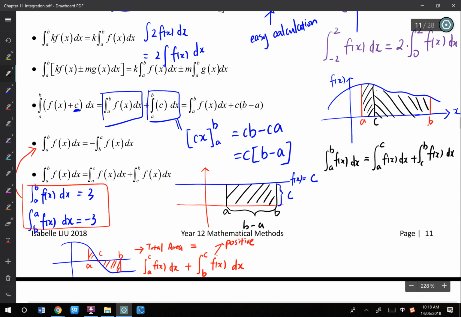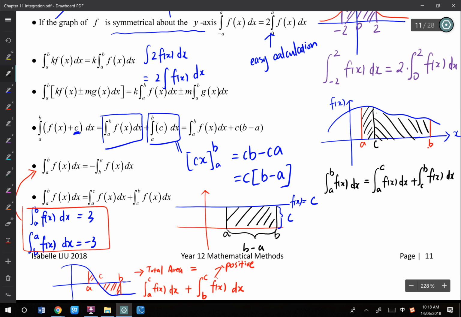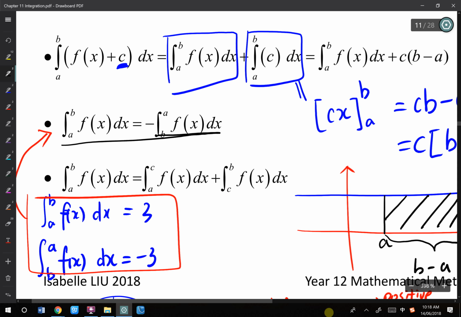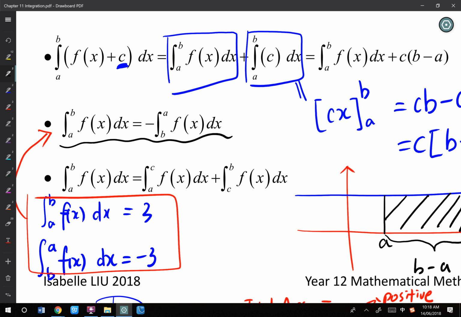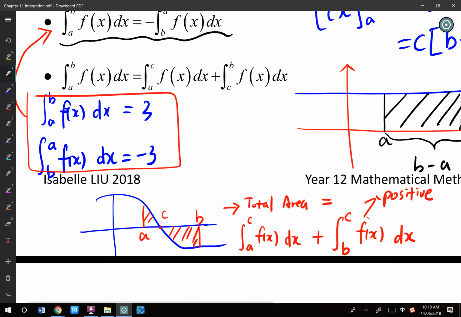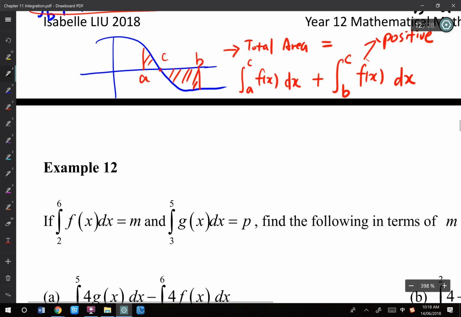Now, let's move to the next page. Okay, that's all the properties. But I think the only important property is this one, because that's the real property you need to know. All the others, you can calculate by yourself, you can see it or prove it by yourself. It's not really something you need to remember. Only this one is something you need to remember. All the others you can reason out by yourself.